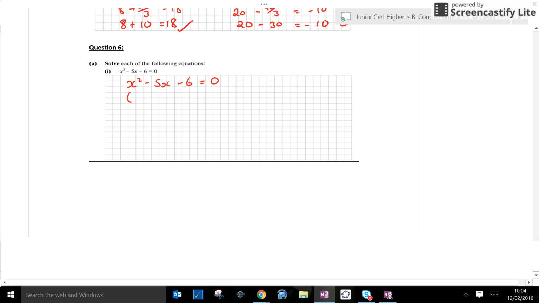So we'll have two sets of brackets. Our factors of x squared are x and x. And we now look at the factors of minus 6. That's 1 by minus 6, minus 1 by 6, and 2 by minus 3, or minus 2 by 3. Okay, now one of these sets of factors will sum to give us minus 5. And looking at our factors, the values that we should use are minus 6 and plus 1.